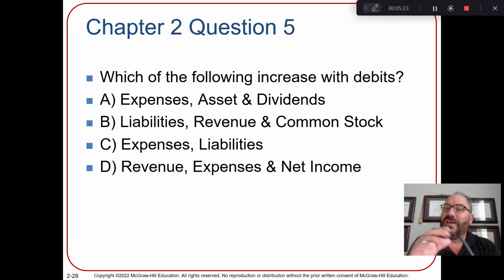All right. Now, if you haven't watched that video over there, you got dead clerk. Which of the following increases with debits? Increases with debits. All right, make sure you write your answer down because it's going to be in the quiz that's going to be up on Canvas.